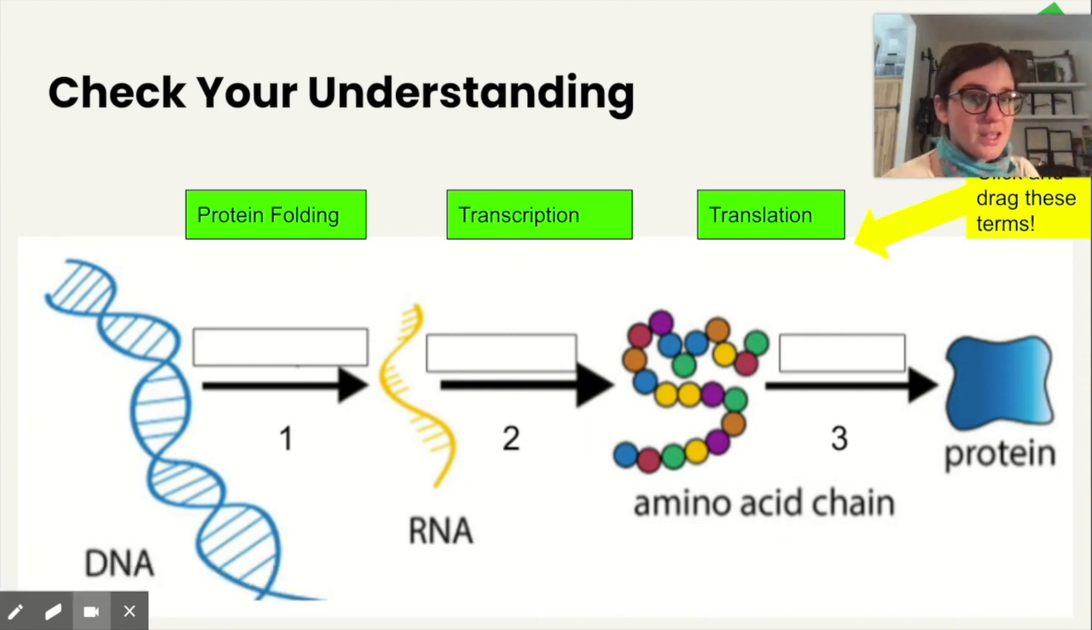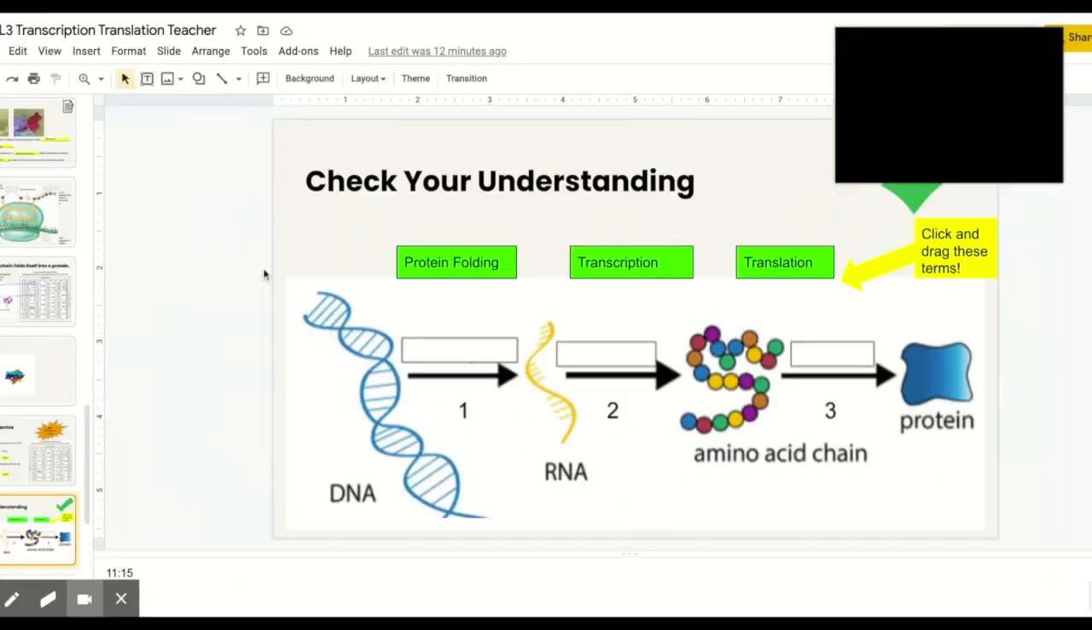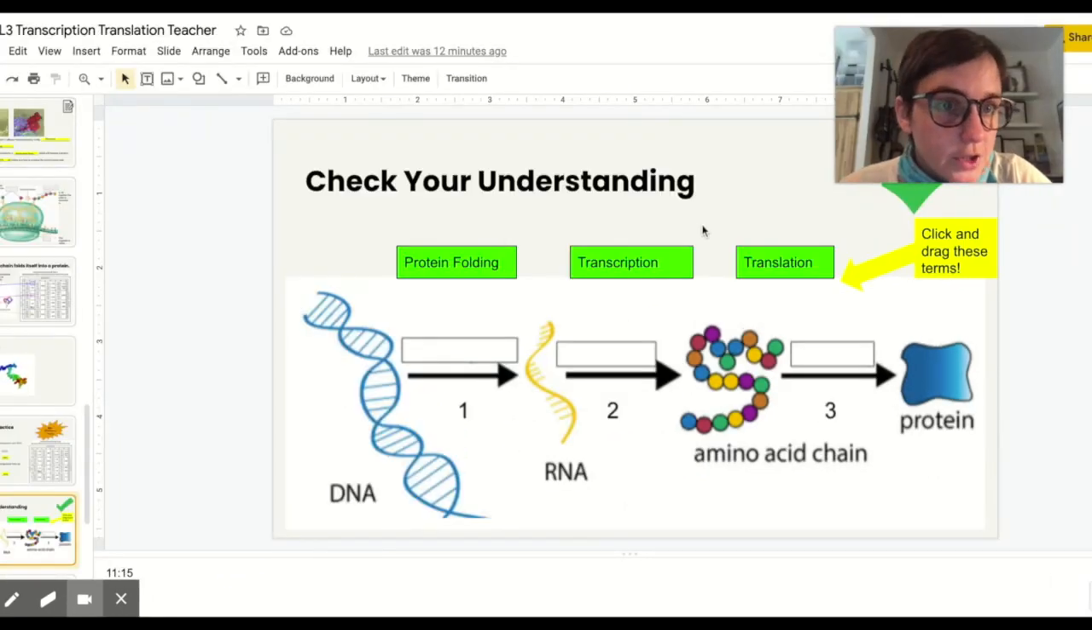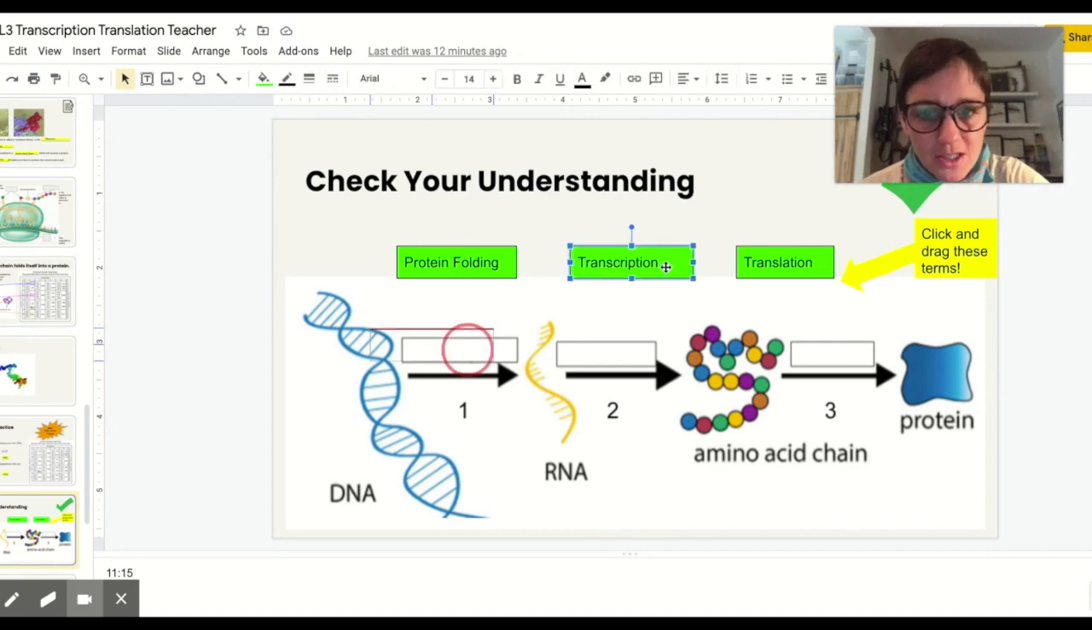Let's put these steps in order. Which one do we need to do first? So the first step is that transcribing, right? It's taking the information in your head and writing it down on paper, or taking the DNA in your nucleus and turning it into RNA. So I'm going to move my transcription. That's my first step.